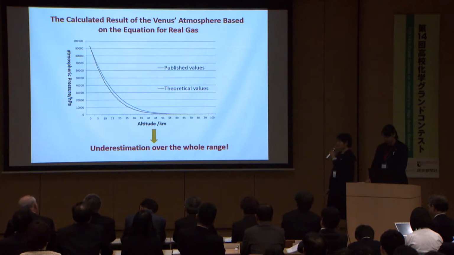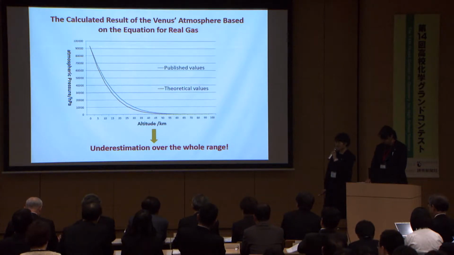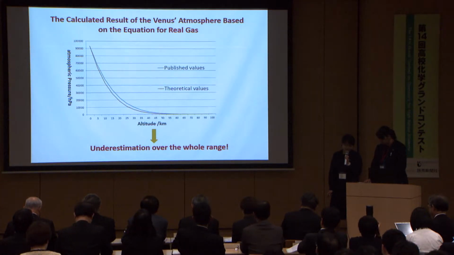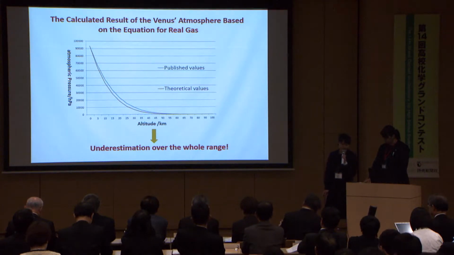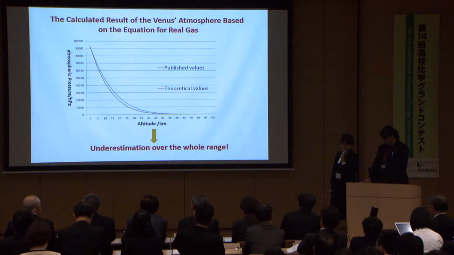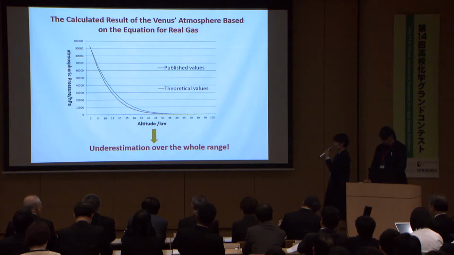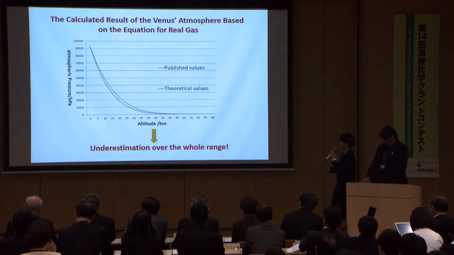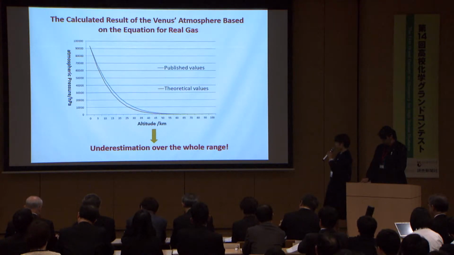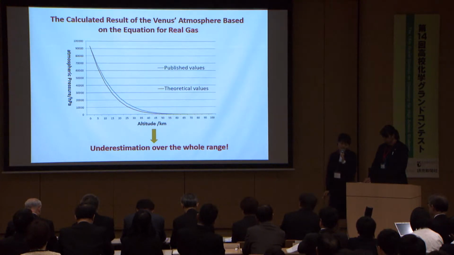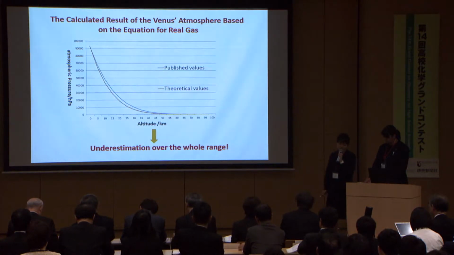Here is the result of simulation. This is the altitude dependence of CO2 in the Venus atmosphere, as simulated by the equation of real gas. It gives an underestimation of about 10% over the whole range. It probably means that the van der Waals equation under high pressure and temperature needs to be rectified theoretically. This will be an issue of our further study.